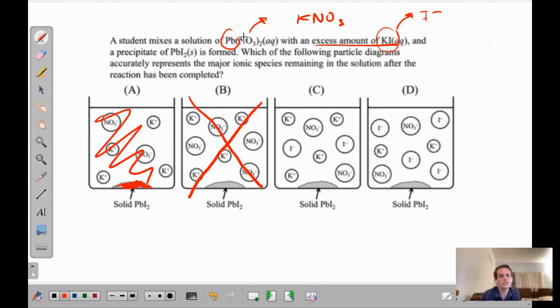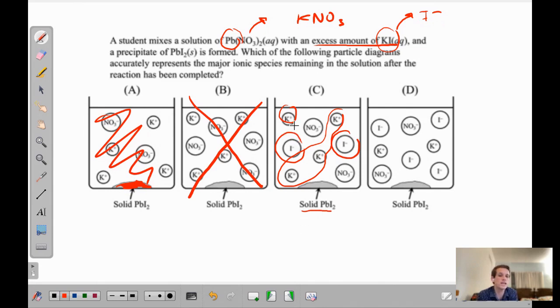Now the ratios are where they're getting you here. For every lead, you have 2 nitrates. So I would expect, well, I guess we don't know the lead. Sometimes you've got to scratch your head on these. Okay, so I think this one's probably better. And if you notice, we have 4 potassiums floating around and only 2 iodine. However, they came from the original potassium iodide, so you'd expect equal amounts. But aha, some of that iodine bonded with the lead to form the precipitate at the bottom.